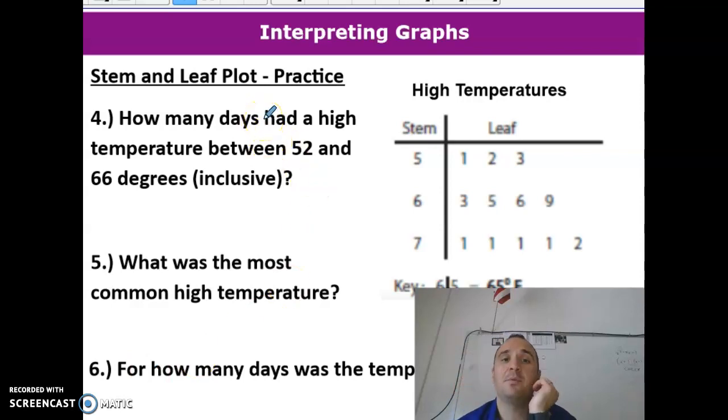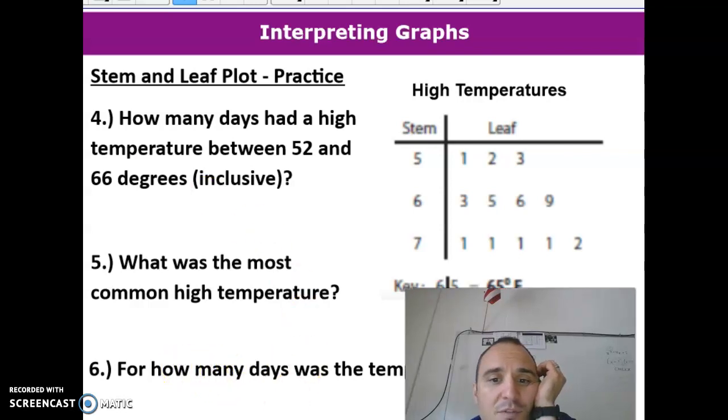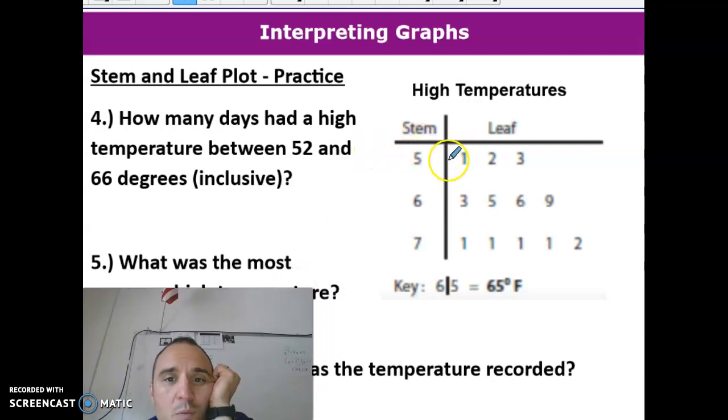Another stem and leaf example. High temperatures. How many days was the temperature recorded? 1, 2, 3, 4, 5, 6, 7, 8, 9, 10, 11, 12. 12 days.